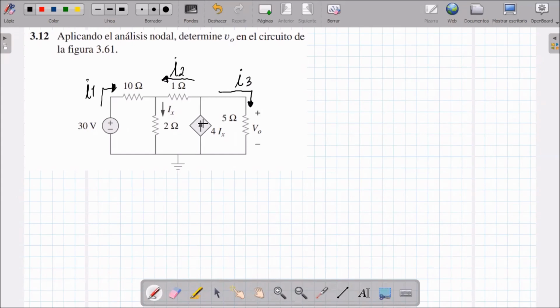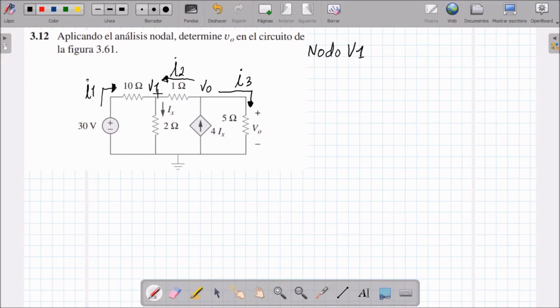The node that is here is at 0 voltage with respect to ground. It is the same node that is here. This is the same as this resistance because they are in parallel at this point, so I am going to call it V1 and do the respective node analysis. Then I am going to stop at node B and look at the currents that enter and the currents that leave.